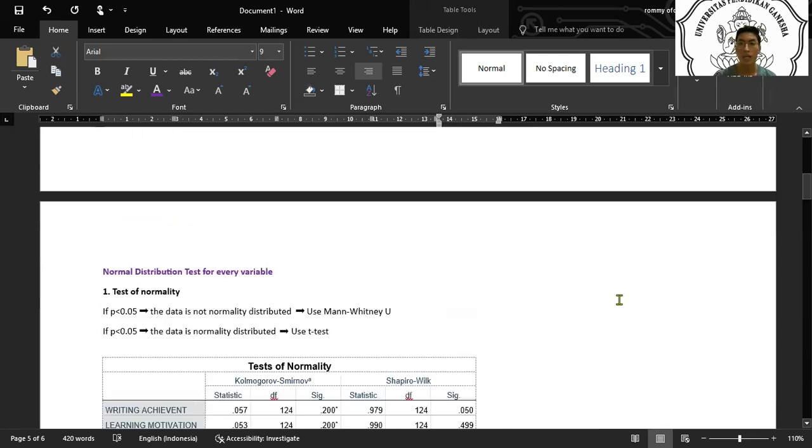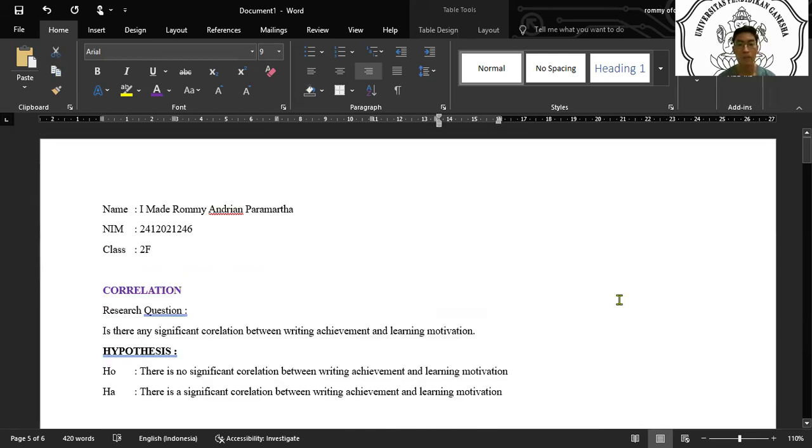Okay, I think that's all to explain the correlation, the search for significant correlation between writing achievement and learning motivation.